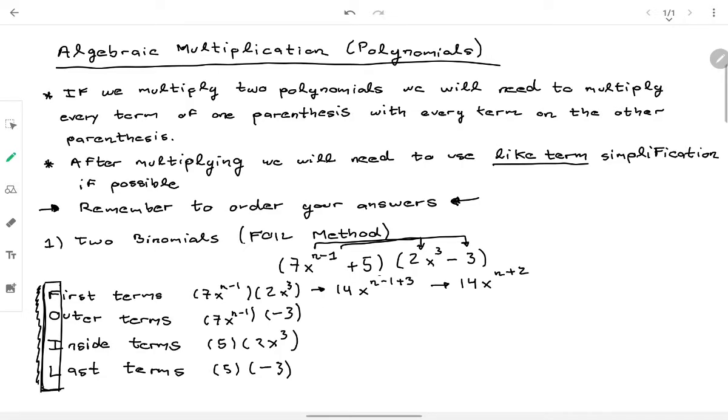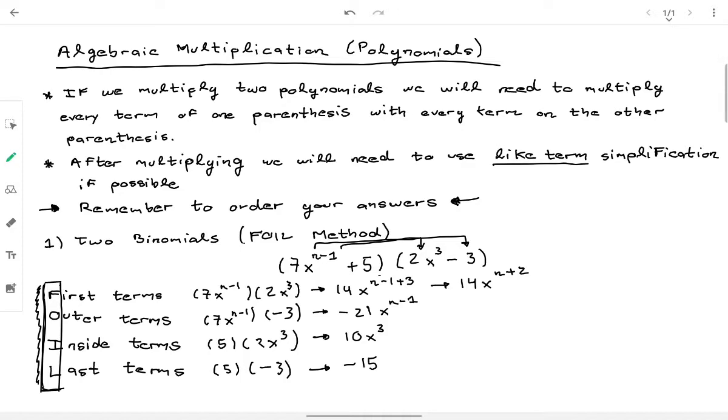Then in the second term, we will get 7 times minus 3, it's minus 21x to the n minus 1. The next one is going to be 5 times 2, it's 10x cubed, and the final term will be 5 times minus 3, minus 15. So in this case, we don't have like terms, so we cannot make like term simplification.